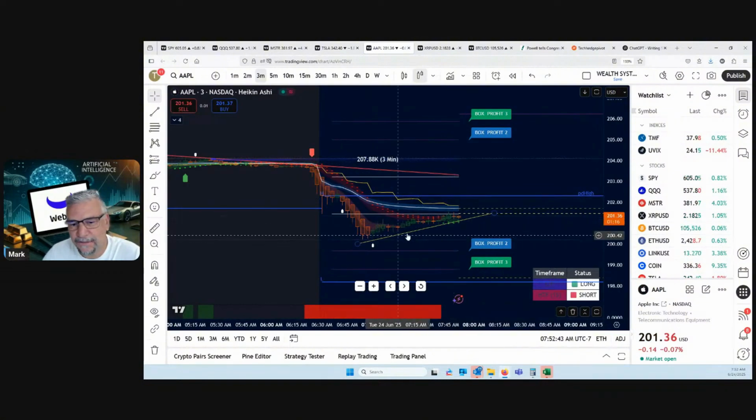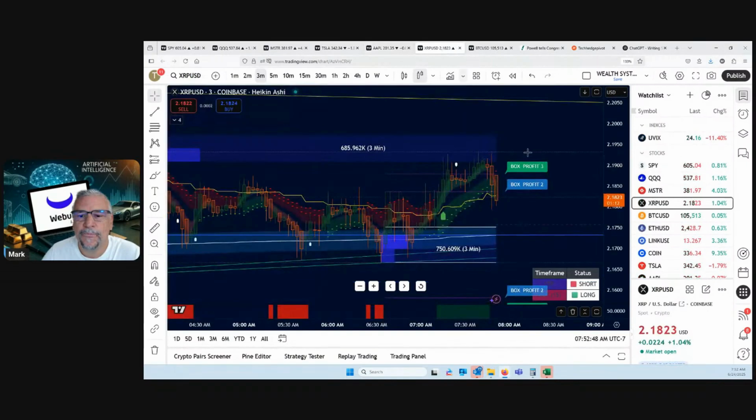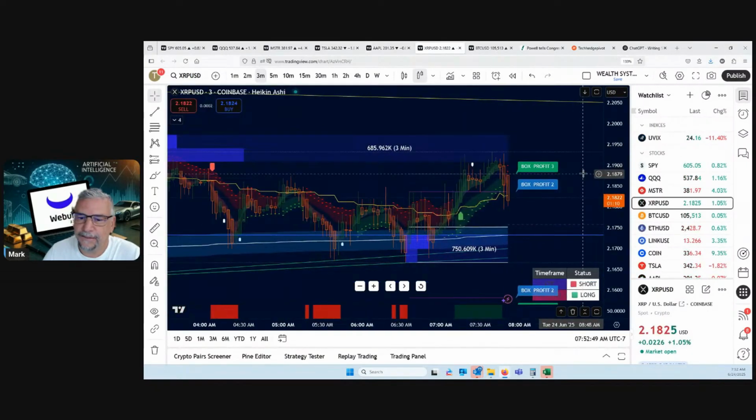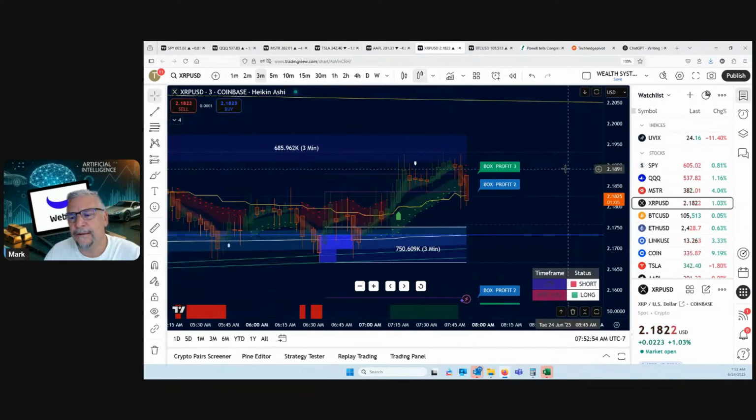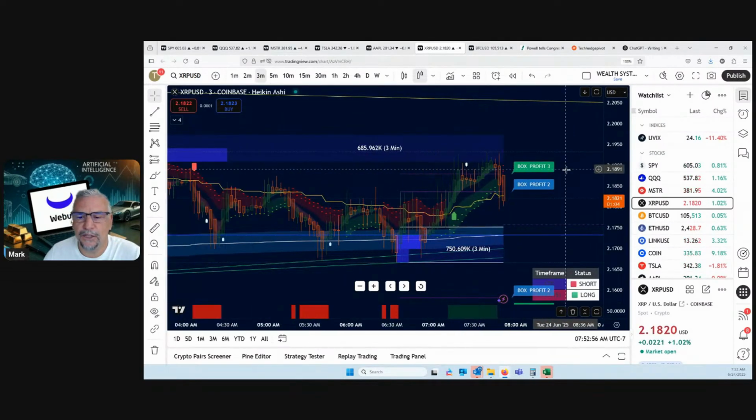Apple, not as affected by it. Looks like it's still holding pretty good. XRP, well, that's a pretty dramatic shift there. I'm not too concerned. I'd expect the retest of at least this level. We may see this pull back to the trend line, possibly retest the 217.5, but I don't see it going much lower than that.